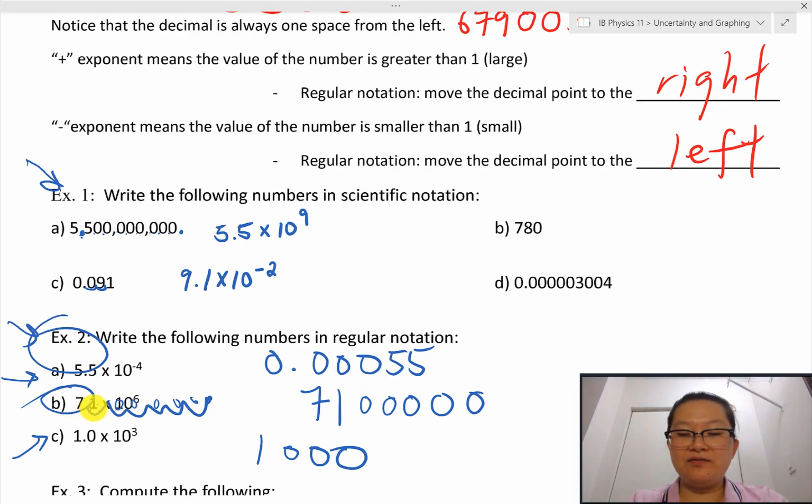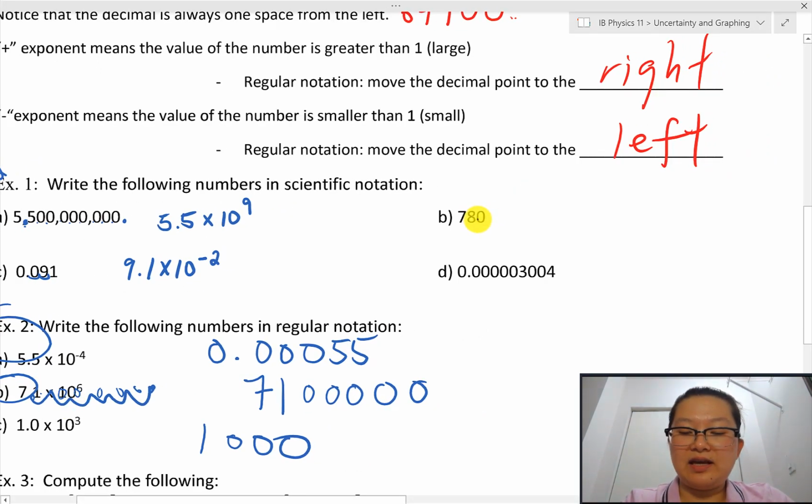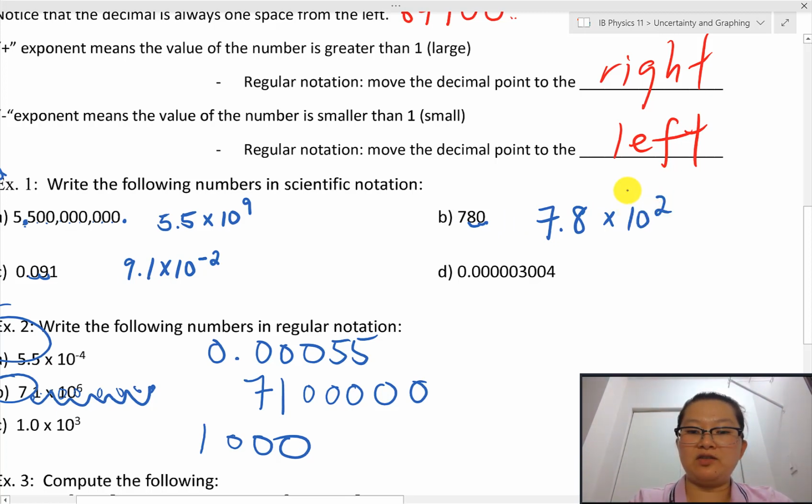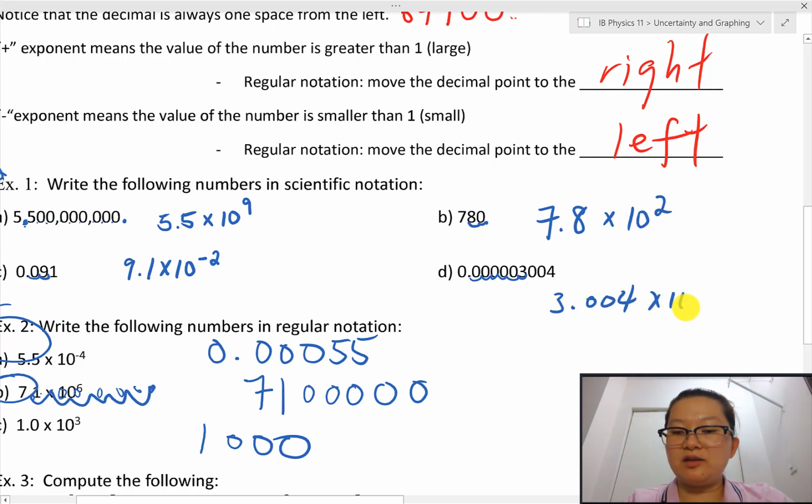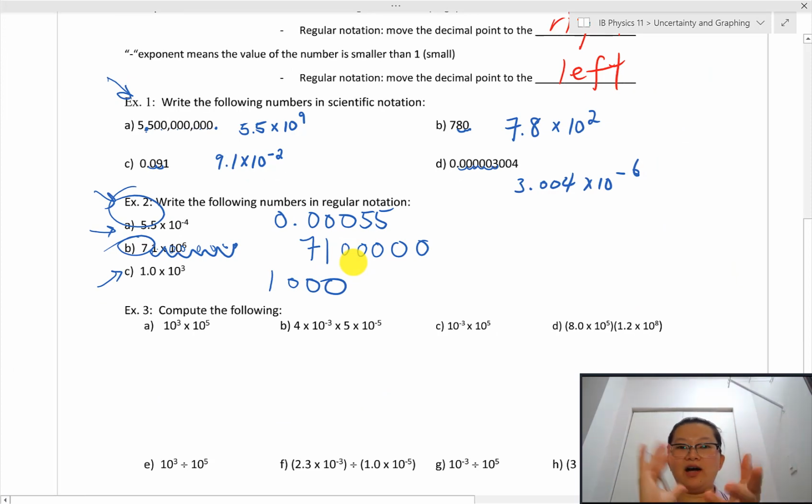Okay, let me do B and D very quickly. That's 780, decimal here, twice, 1, 2. I get 7.8, times 10 to the power of 2 for 2 decimal places. Positive because it's a number greater than 1. Next, when I have this number here, there's already a decimal there. I move it until it's after the first non-zero number, 1, 2, 3, 4, 5, 6. So that's 3.004 times 10 to the power of, not positive, negative 6. Okay, those are the numbers. Now we know how to flip back and forth.